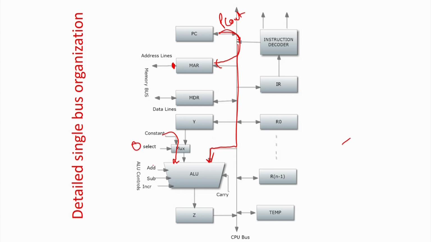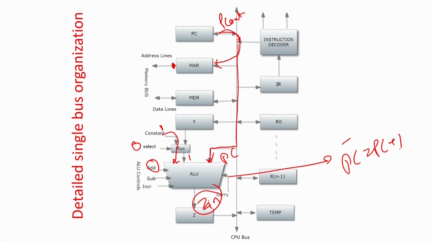So, this is the case, and that is why select is equal to 0, and at the same time we are saying add, that means you are going to add it, and we are also saying Z in. What does that mean? Your PC out value is going to the memory address register. At the same time, the other input to the ALU is PC. Here you say select is 0, so you are going to get a constant. If the instruction size is 1, you are going to get 1, and Z in means the output of the ALU, which is nothing but PC equal to PC plus 1, is going to the Z.